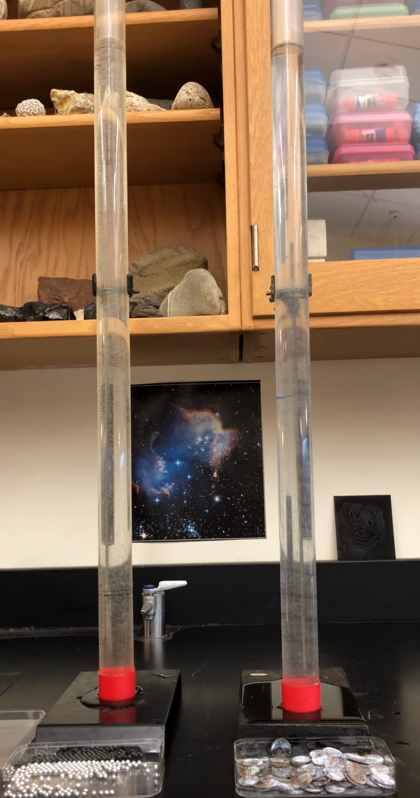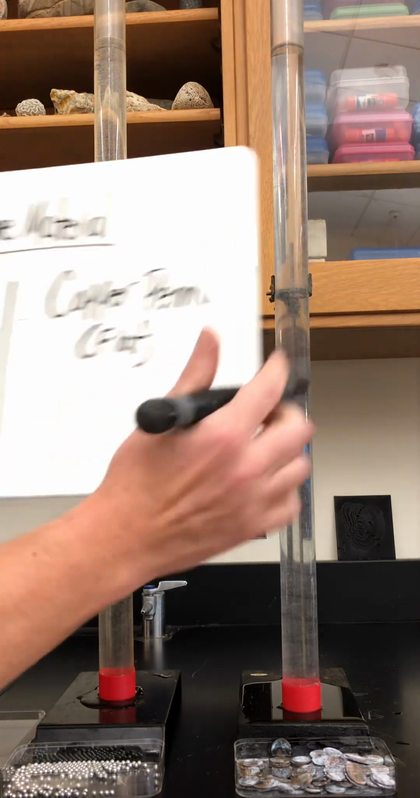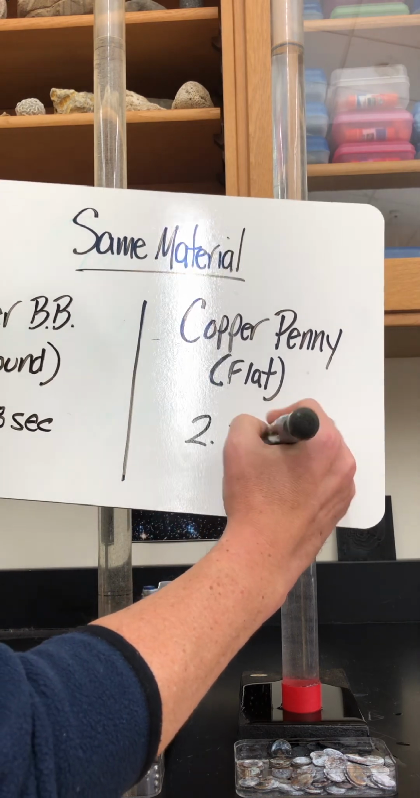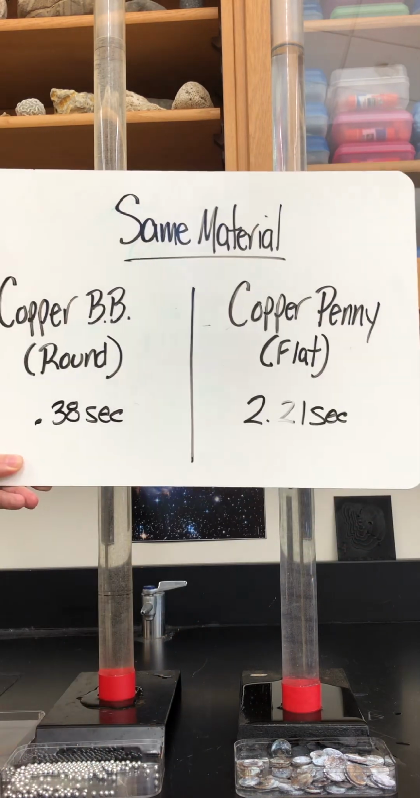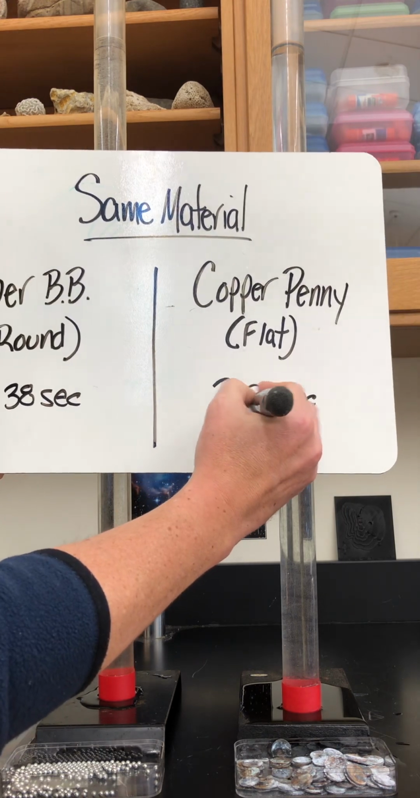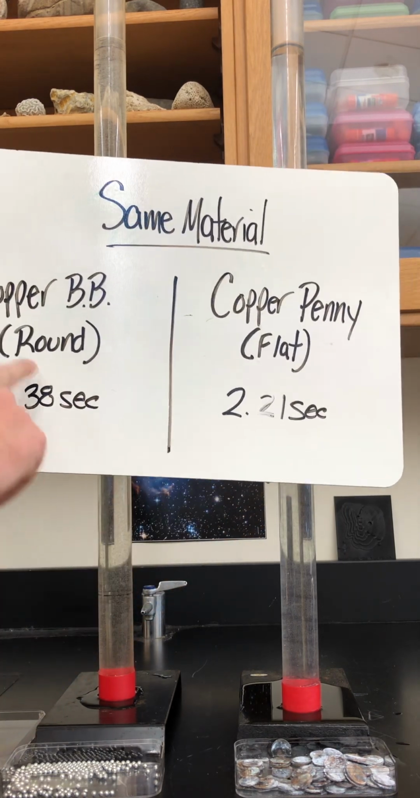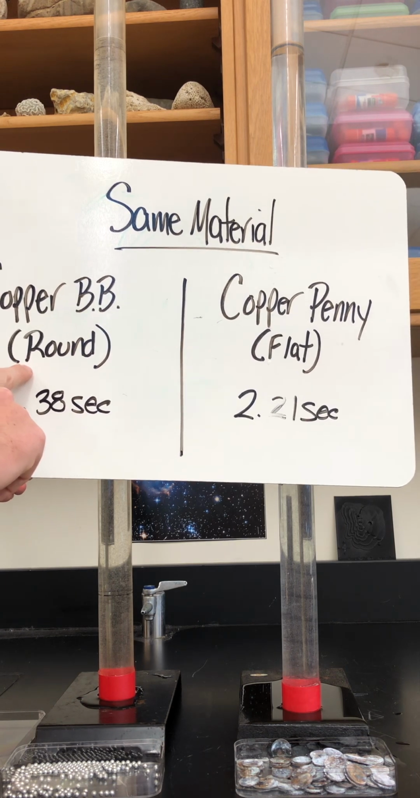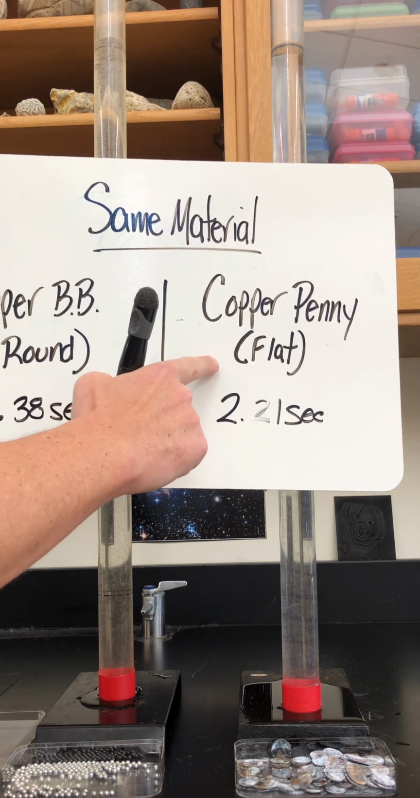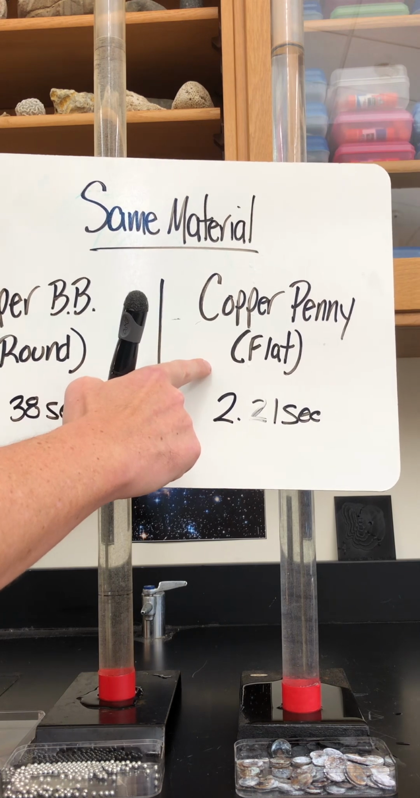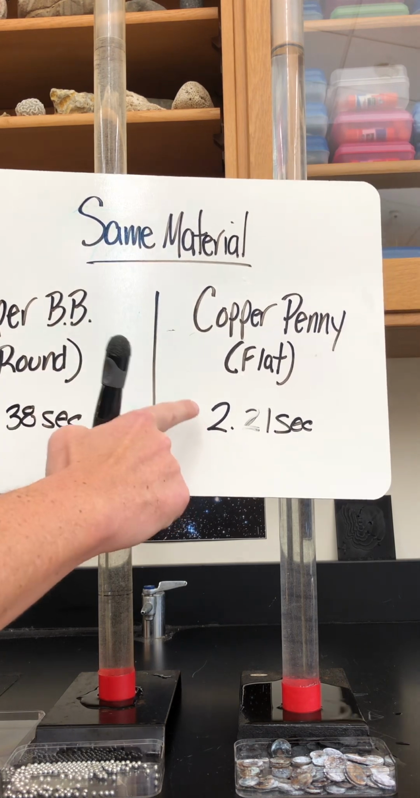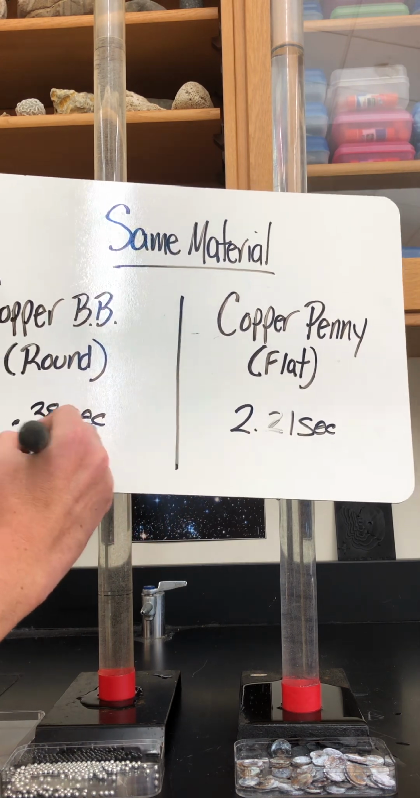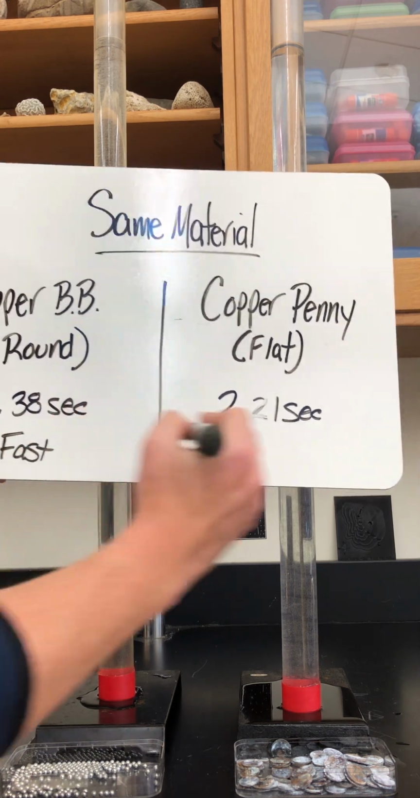Let's get a time on this one. 2.21 seconds. So shape definitely has an impact. You end up having 0.38 seconds for the round, which is much more aerodynamic, while the flat has a lot more surface area in terms of its resistance against the water. Those flat sides really push against it. 2.21 seconds. Fast, slow.